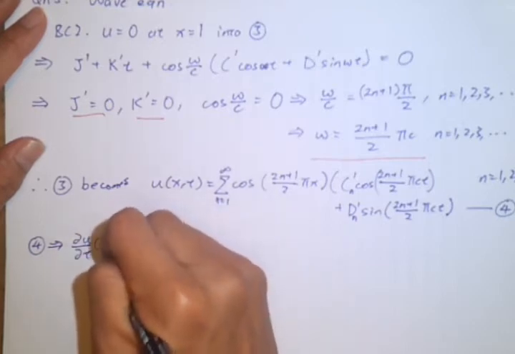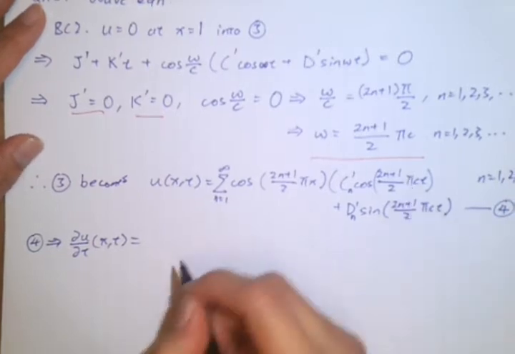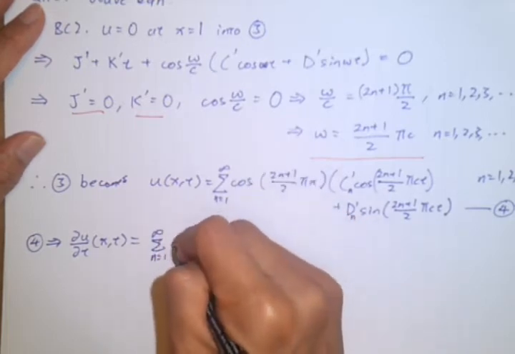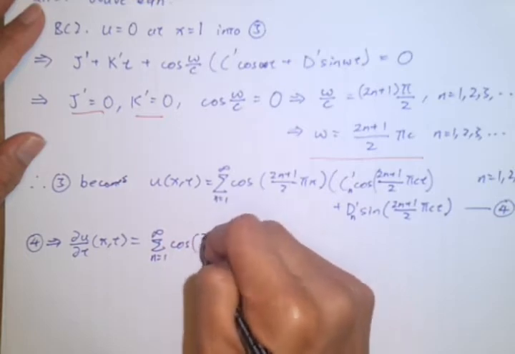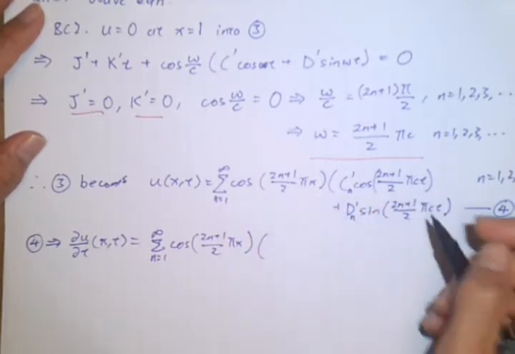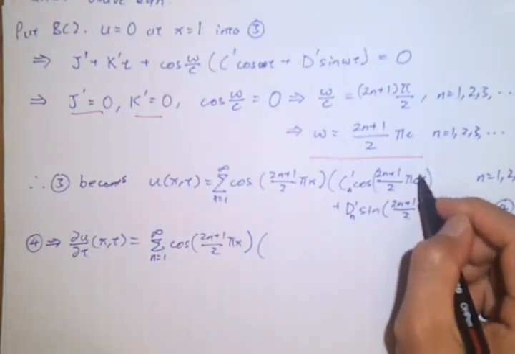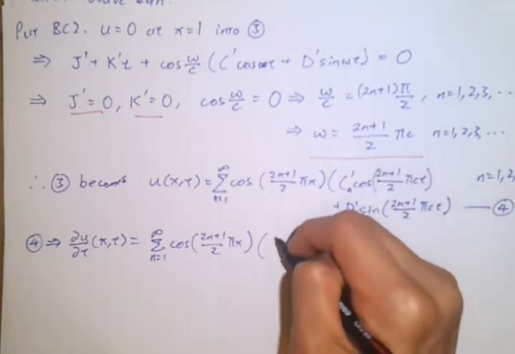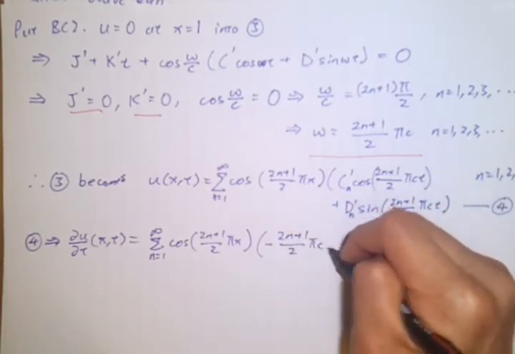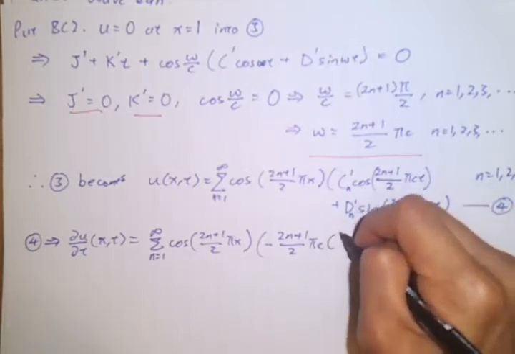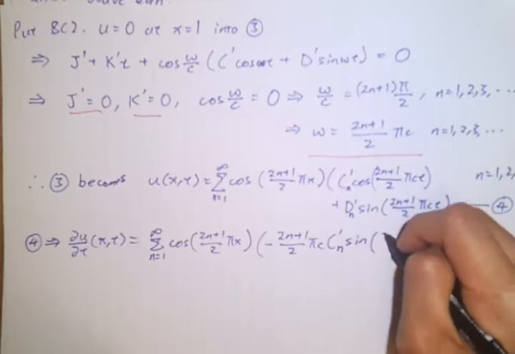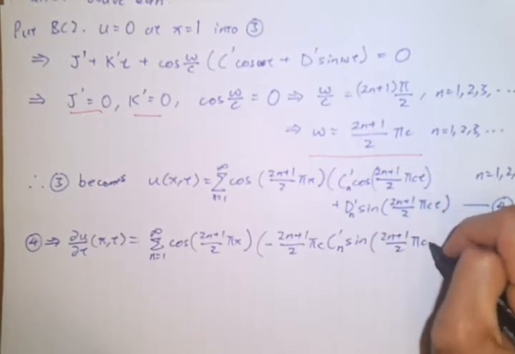Now I'm going to differentiate with respect to time. You have n equals 1. This term we don't touch, this term has no time in it. Differentiate with respect to t, you will find that cos becomes minus sine. You also need to take out the constant in front of t. So you have minus sine, you have (2n plus 1) over 2 pi small c, then big C prime n. So cos becomes minus sine, (2n plus 1) over 2 pi ct.